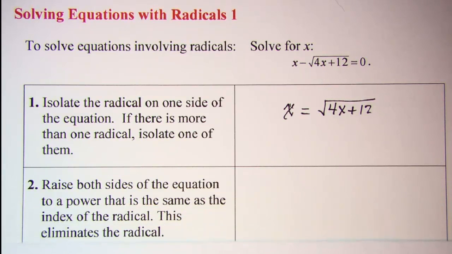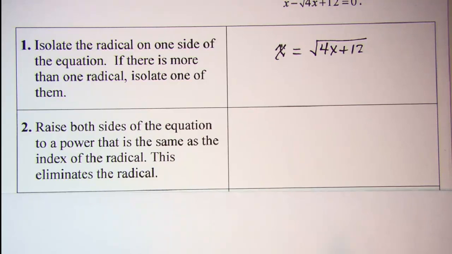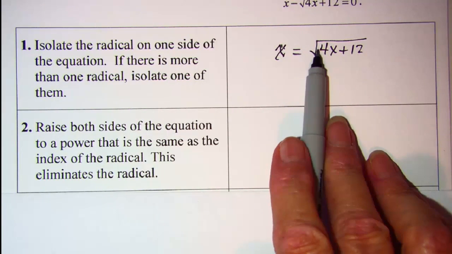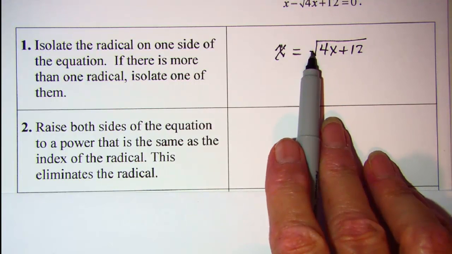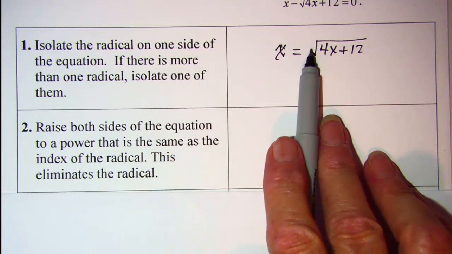Our next step is to raise both sides of the equation to a power that's the same as the index on the radical. This will eliminate the radical. Now when we have a square root, we don't have an index shown, but it's so common that the index is 2 and we don't show that. But you can assume that if there's no index shown that it is 2.